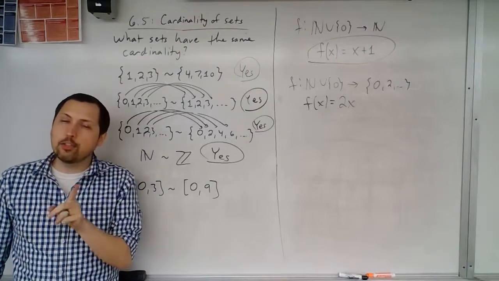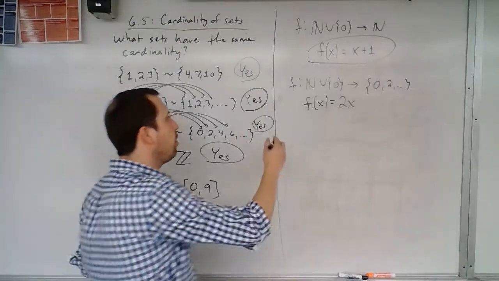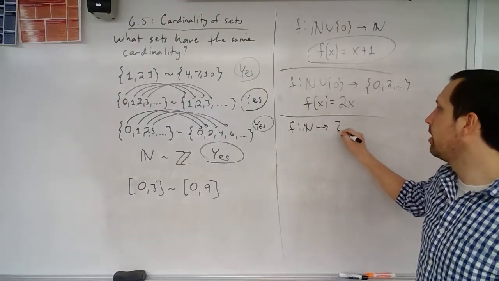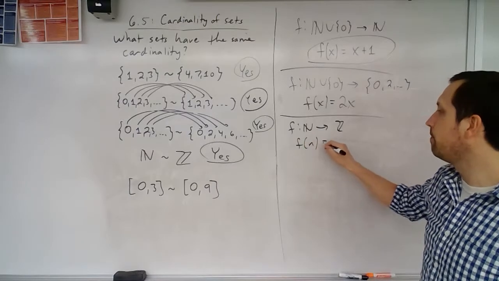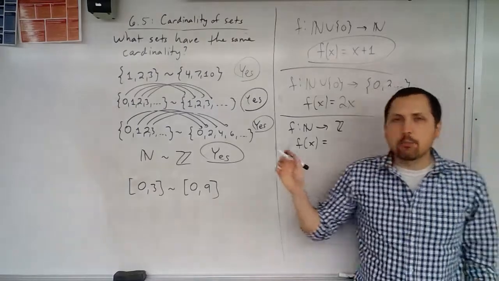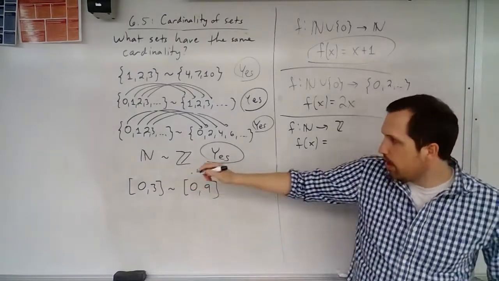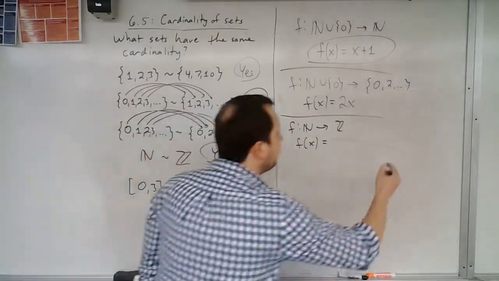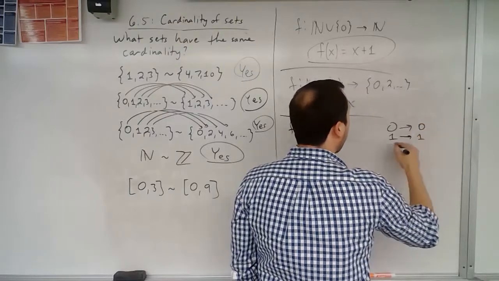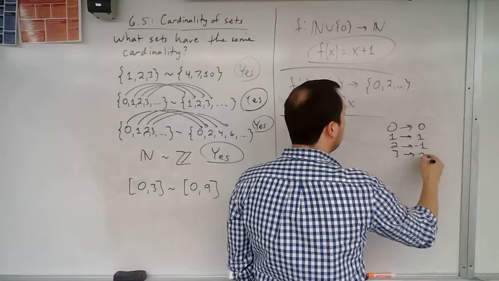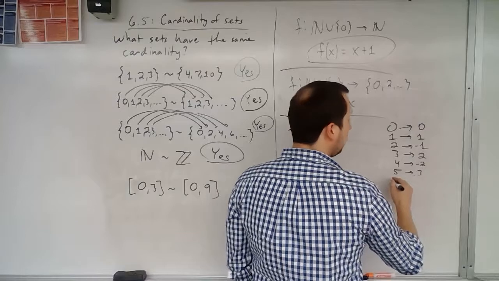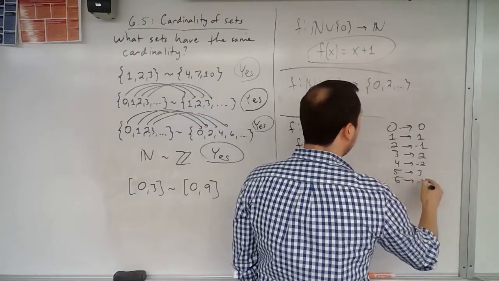Now you're thinking, okay, this one doesn't seem as obvious. So we could create a bijective function f that maps the natural numbers to the integers, where I'm going to say f of n, or f of x. How I'm going to split this up is I'm going to map 0 to 0. I can map 1 to 1. I can map 2 to -1. I can map 3 to 2, 4 to -2. I can map 5 to 3, and 6 to -3, and so on and so forth.